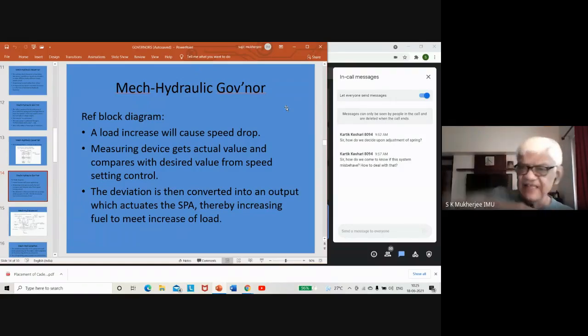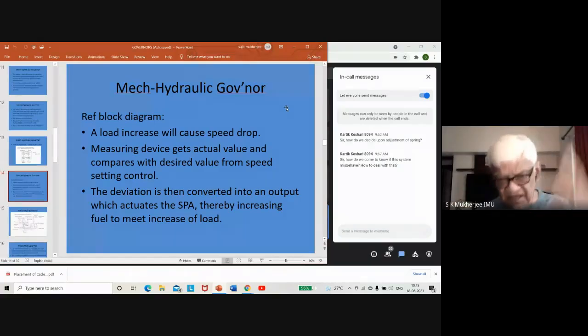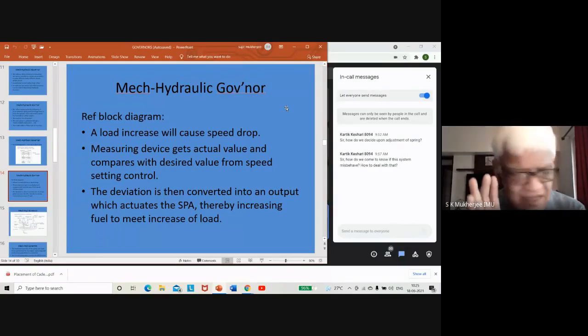In a rough sea, a sea which has a lot of pitching of the ship, you see the engine is racing. What does it mean? What it really means is that the governor also has a limit to how much it can perform.